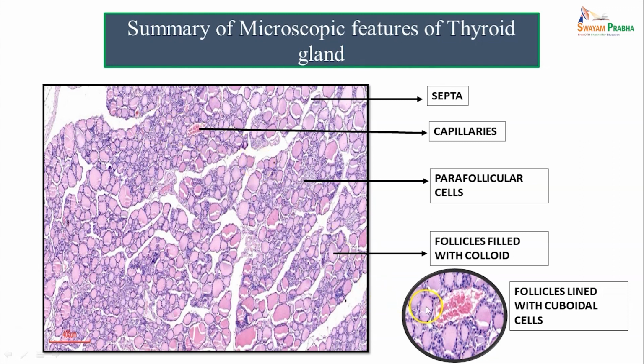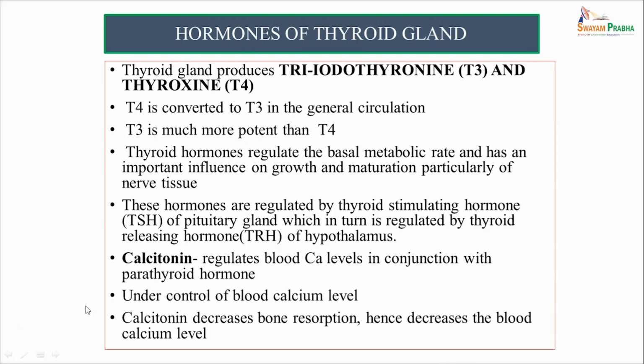The follicles are lined with cuboidal cells. Depending on the activity, the cells may be squamous, cuboidal or columnar. In between the follicles, there are parafollicular cells which secrete calcitonin. The secretions of the thyroid, T3 and T4 hormones, are stored in colloid. The hormones of the thyroid gland are triiodothyronine (T3) and thyroxine (T4).